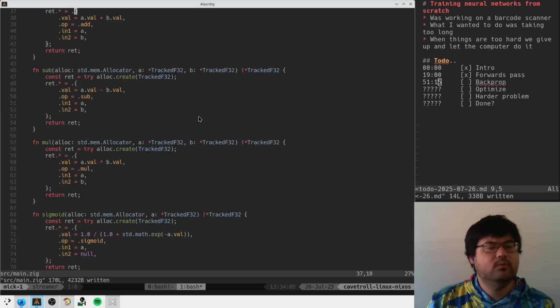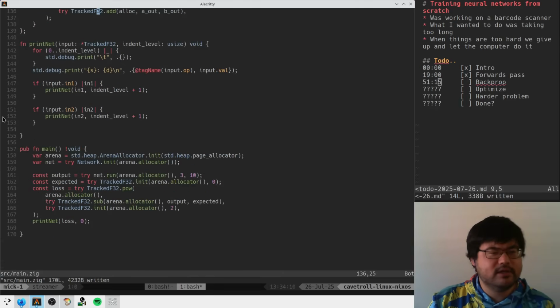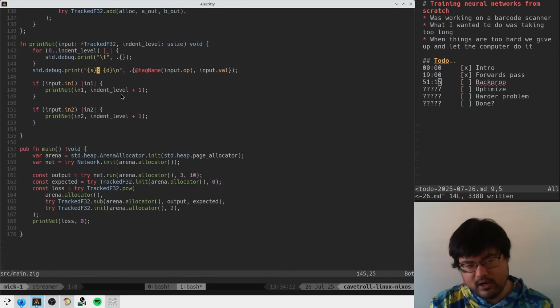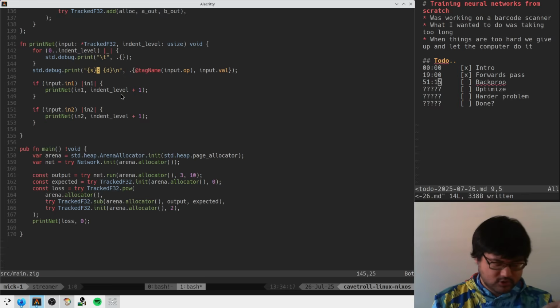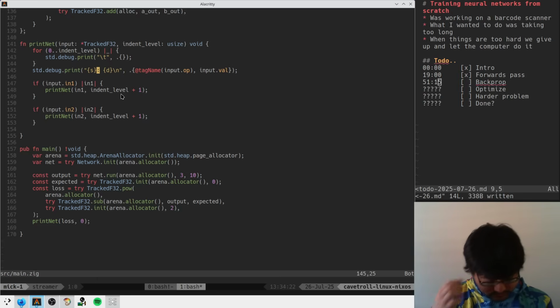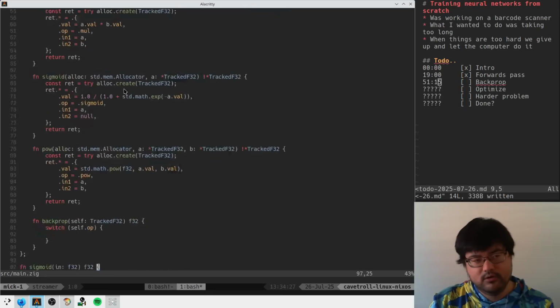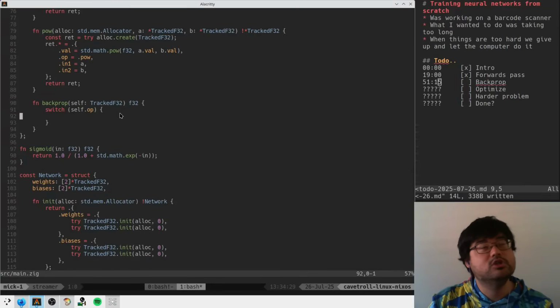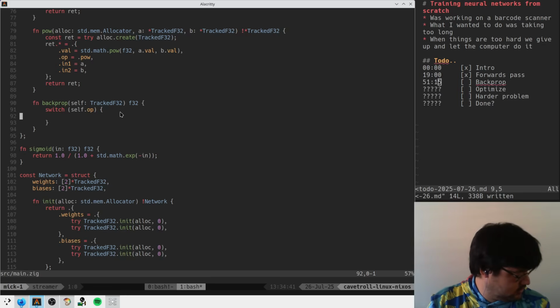Okay, so what we'll do here is when we backprop, we're basically going to be doing the same thing as when we print the network, right? We're going to go through each of our parents, check if we've already calculated the gradient because we got there through some other path, which is very possible. And if we haven't, calculate it. Okay, cool. And then we should be able to know how this parameter affects the final output. Is that true?